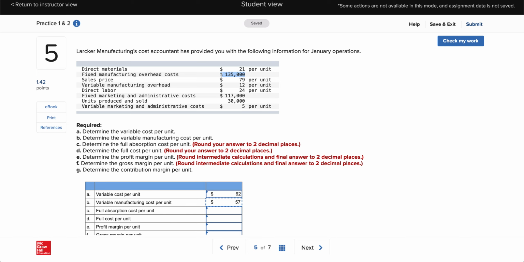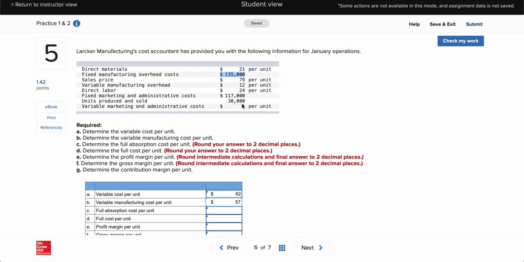$135,000 total. So how do we handle that? Well, that's the total spread out over all the units produced and sold. So we just take that number, divide it by 30,000. If we do the math there, it's $4.50 per unit. 135 divided by 30 gives us $4.50.